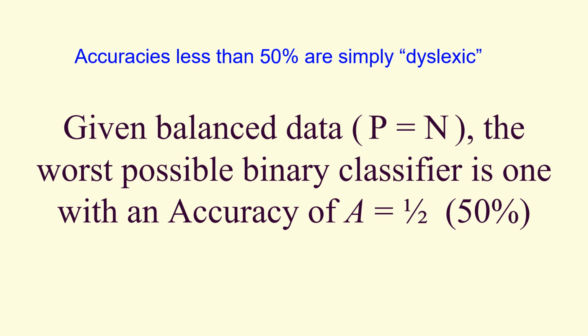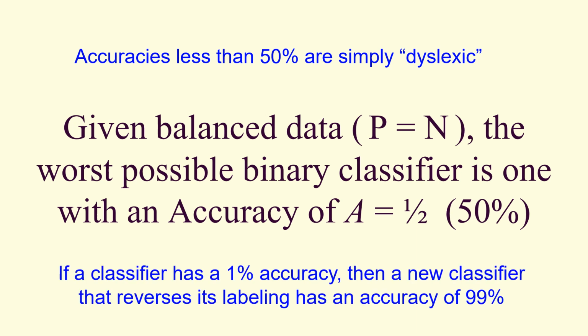Accuracies less than 50% are simply dyslexic. If you had a classifier with a 1% accuracy, then just create a new classifier that predicts positive where the other does negative and negative where the other does positive. It'll have an accuracy of 99%.